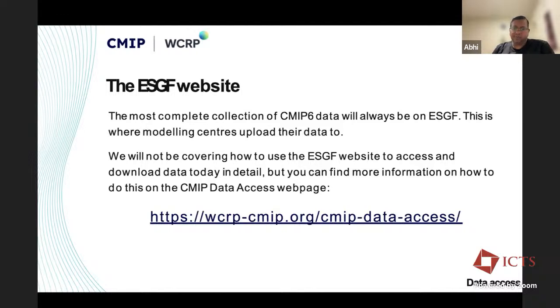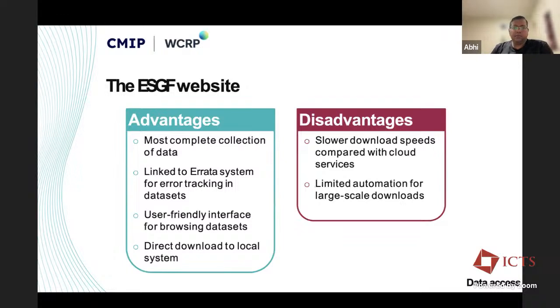So the ESGF website is where you have the complete collection of datasets. If you go to this URL, the website hosts all the datasets, so you'd get at least pointers to where the datasets are sitting. The advantages of using the website is that it gives you a complete collection of data. It's linked to the errata system. It's quite user-friendly, and it also gives access to direct downloads to local drives.